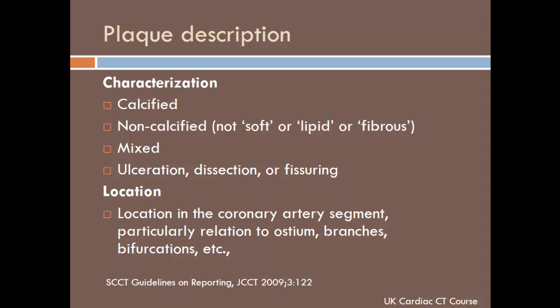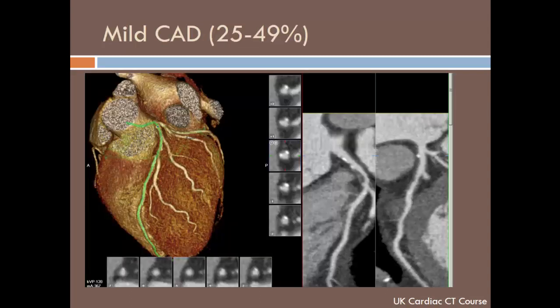And then we describe the location of the plaques: which segment of the coronary arteries they are in, and the relationship of the plaque to the ostium of the artery, to the branches of the artery, bifurcations, etc. So let's look at some examples.